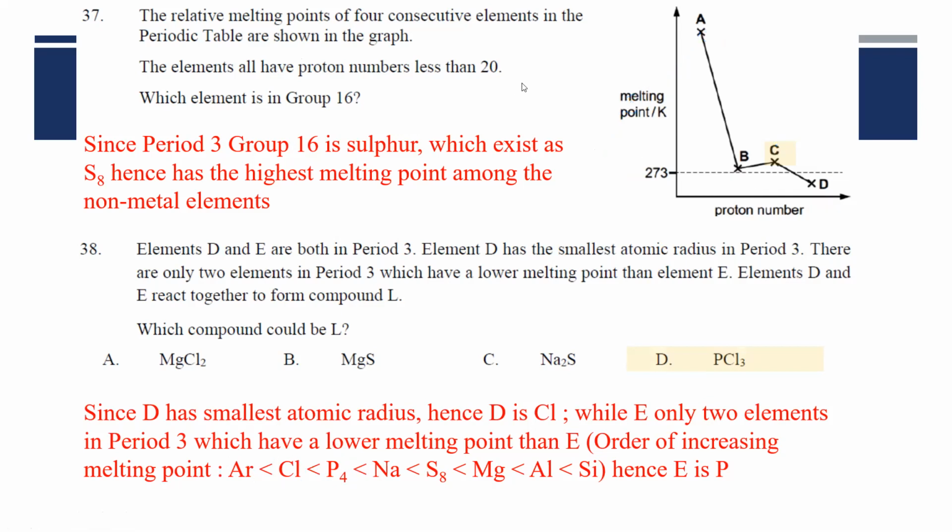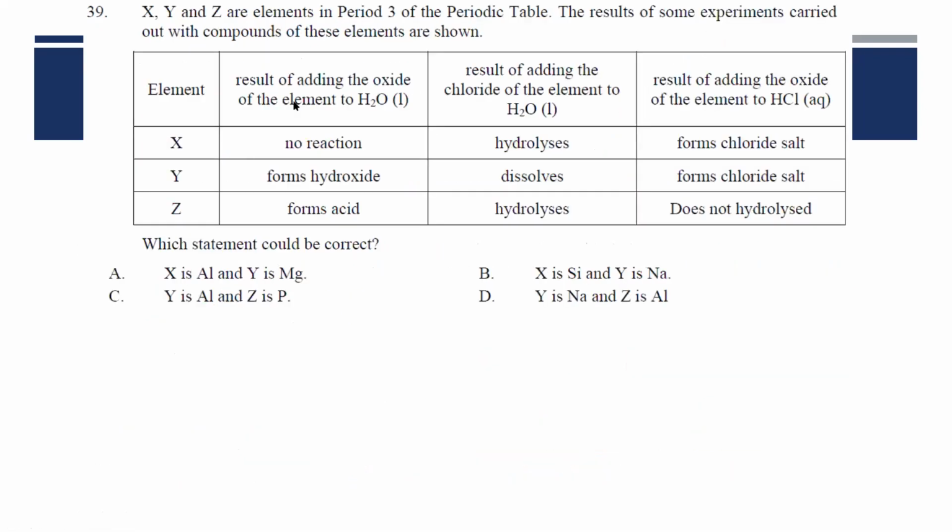Okay, then 39, X, Y, Z are elements in the third period of the periodic table. The result of some experiment carried out with the compound of the elements are shown below. So this is X, Y, Z. What happened when adding oxide to the water, adding chloride to the water, and then adding oxide to the water. Okay, so in here, X show no reaction with water, so it could be Al2O3 or SiO2.